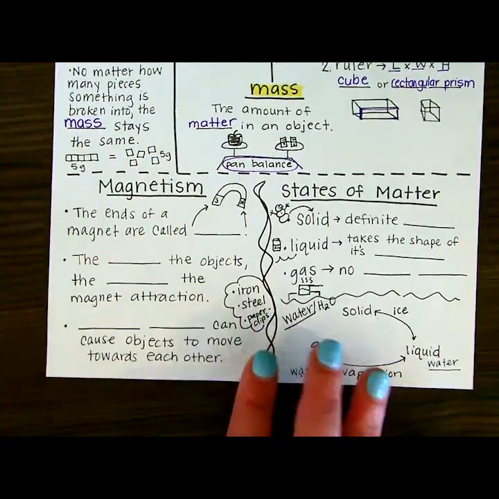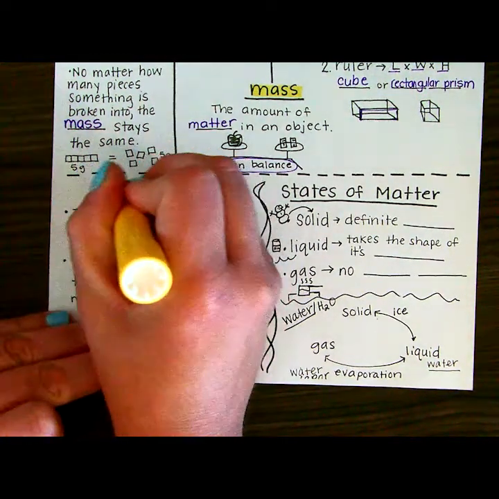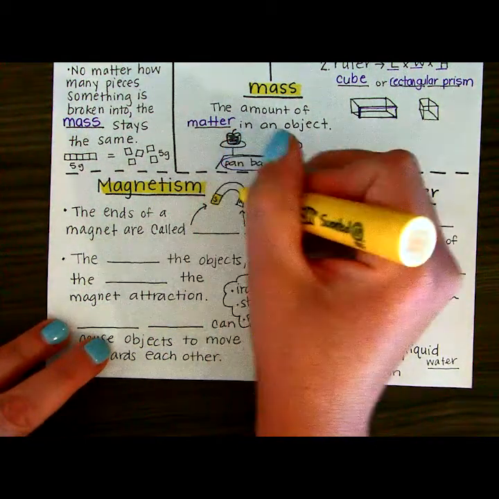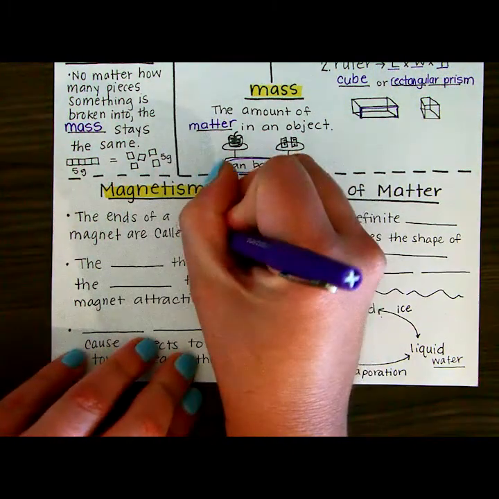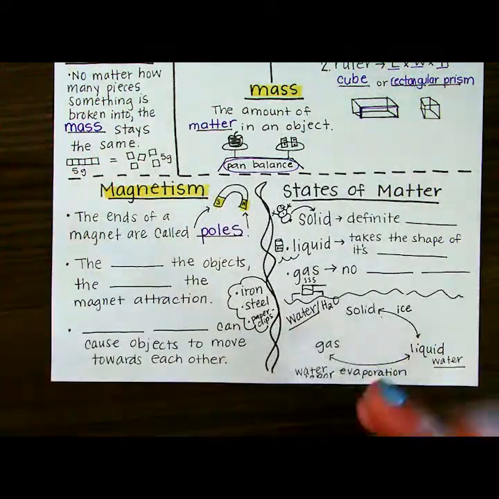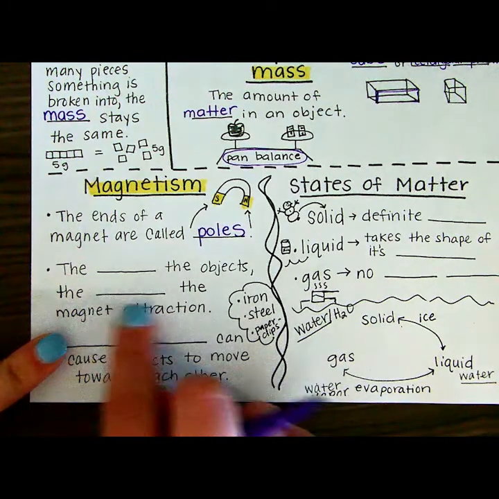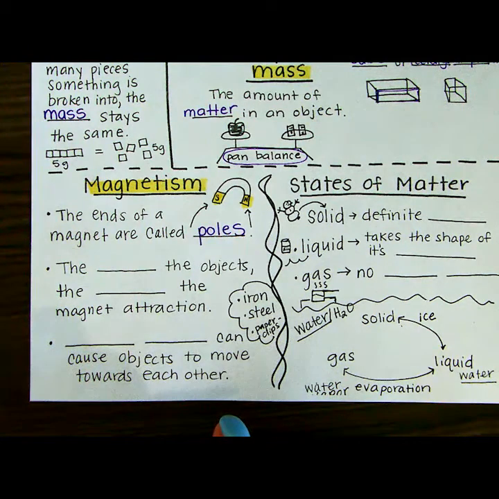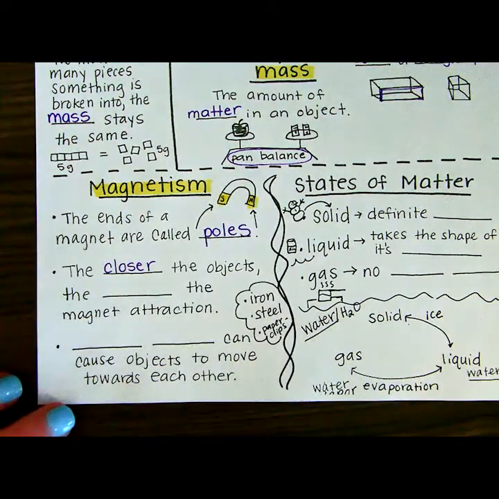We learned a little bit about magnetism, so we're going to move on to magnets. What are the ends of a magnet called? We're referring to these parts right here. Those are called poles. We know that we have north and south poles. Now, the closer the objects, the stronger the magnet attraction. If you have a magnet closer to objects, then the magnetic attraction is going to be stronger.